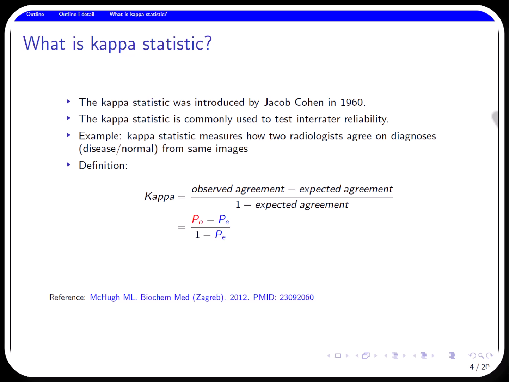If you pay attention to the formula, there are two components, which are observed agreement and expected agreement. Unlike simple agreement, Kappa accounts for agreement purely by chance, measured by expected agreement. PO in red is the notation for observed agreement. PE in blue is the notation for expected agreement. Read the reference for more information on Kappa.